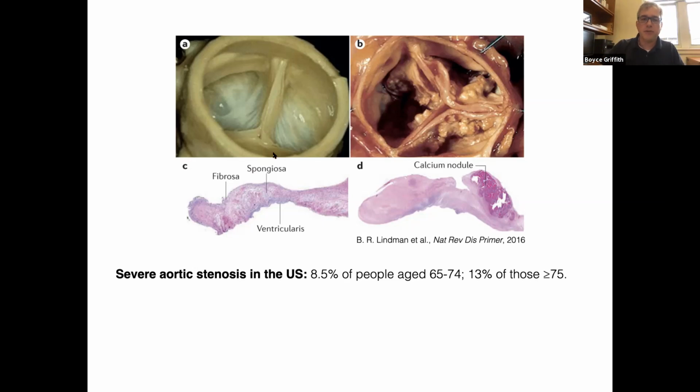These are images of, on the left, a healthy aortic valve, and on the right, a severely calcified aortic valve. These calcific lesions that form in the aortic valve result in an increase in flow resistance, and ultimately can result in severe aortic stenosis. Aortic stenosis is a disease whose prevalence increases very rapidly with age. In the United States, prevalence is about 8.5% for people aged between 65 and 74, but it rises to about 13% for people over age 75.